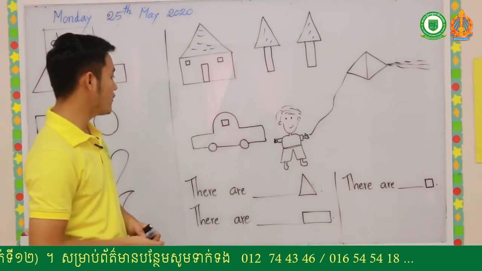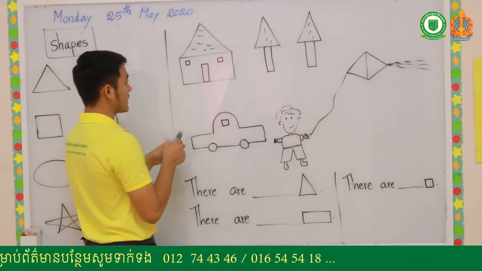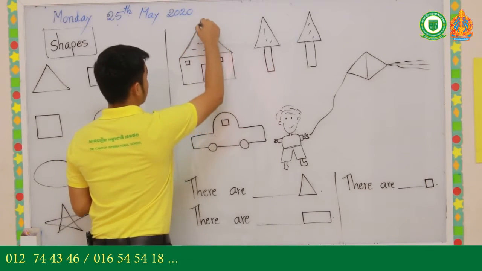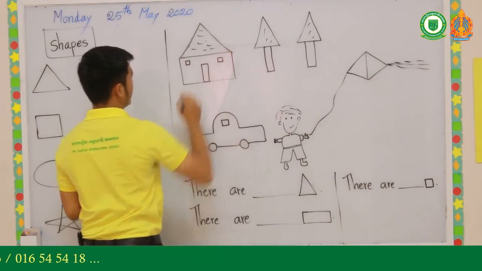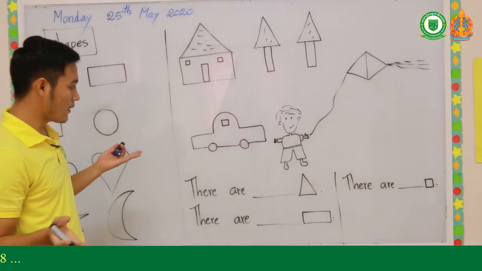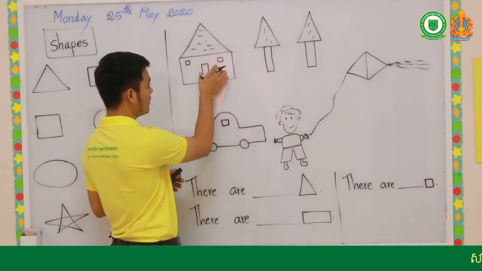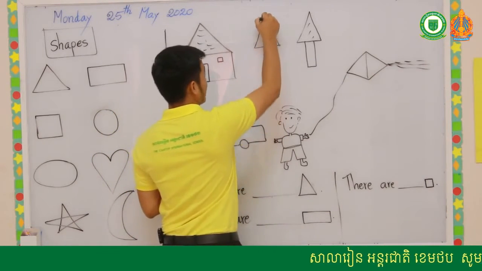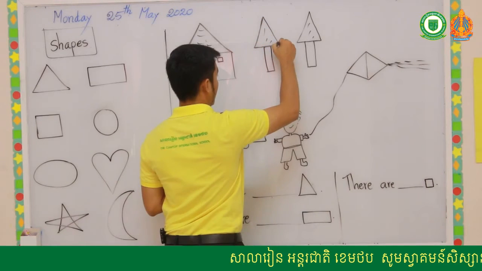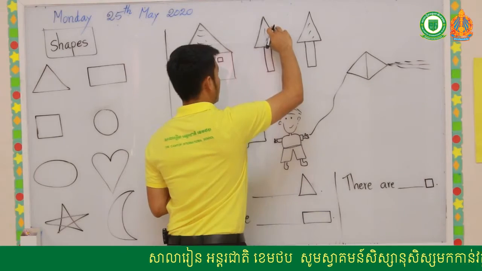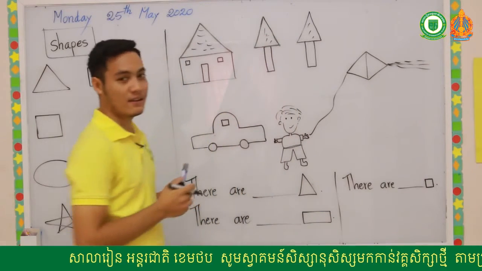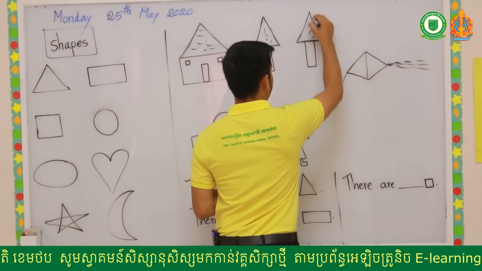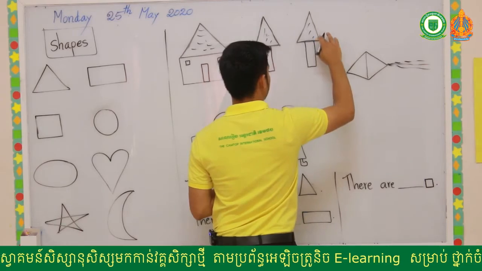So where can you find a triangle? The first one you can find here. Wow, one. You write number one. Okay, and where more? Can you find a triangle here? No. Here? No. This one? Yes, maybe. Here. So after number one is number two. Write two here. Okay, take your note. And here, triangle.